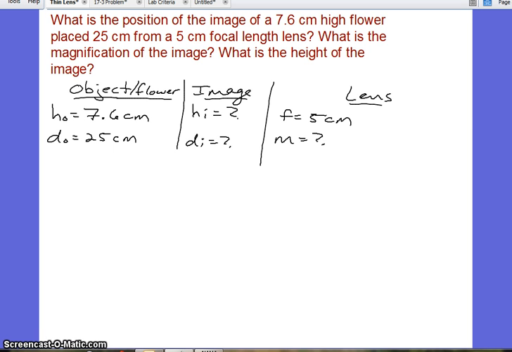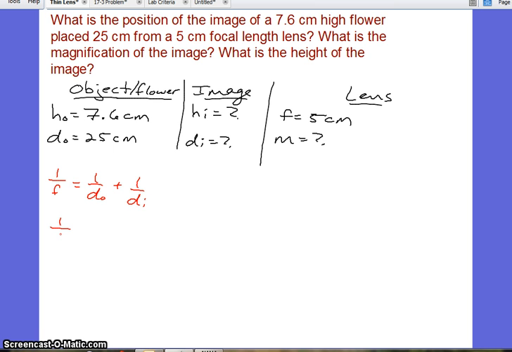So let's first find the image distance. That's our first step. What is the image distance? We'll do so using the thin lens equation, which says 1 over the focal length is equal to 1 over the object distance plus 1 over the image distance. Now, as long as everything is in the same units, we're okay. Everything is consistently in centimeters, so there's no reason to change. We just have to make sure all the units are consistent. We do not have to be in meters per se.